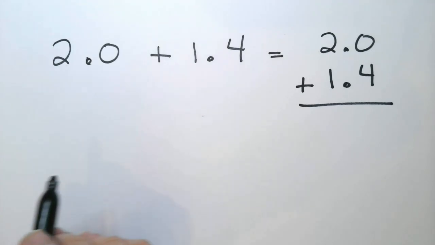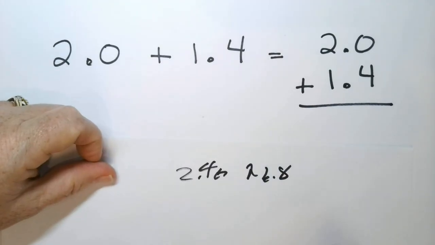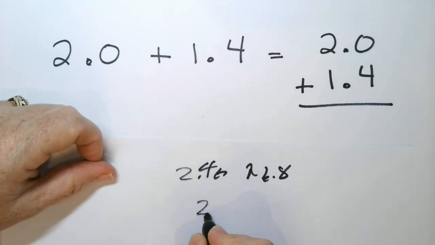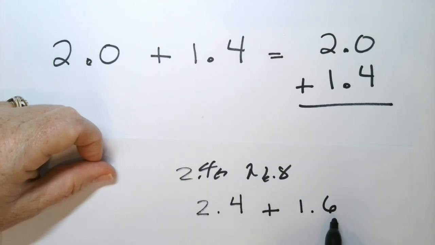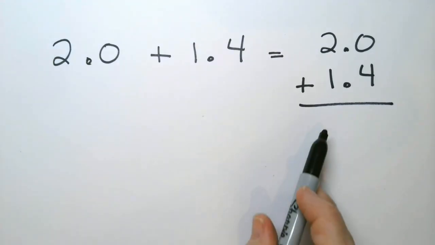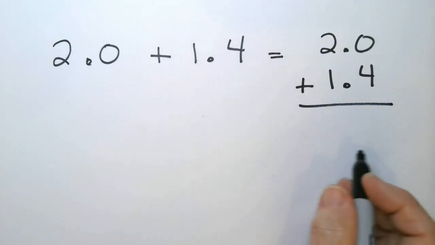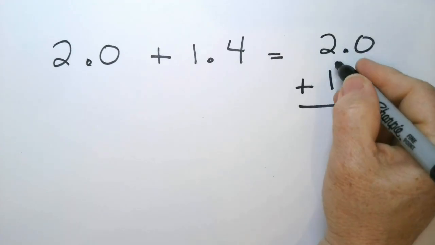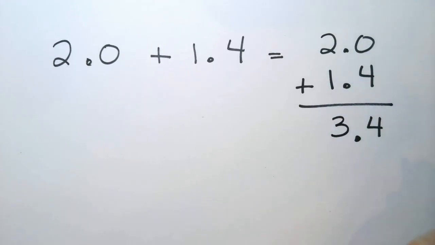If you tend to be a messier writer, where nobody can even read what you write, you're going to have trouble with this. Take your time, make your numbers more clear so everything lines up. It just makes your life so much easier, especially when we start to get more complex. All right, 0 plus 4 is 4. Drop the decimal point. 2 plus 1 is 3.